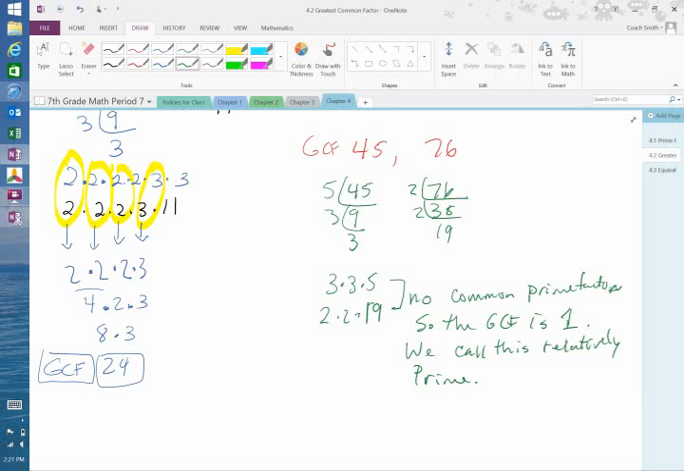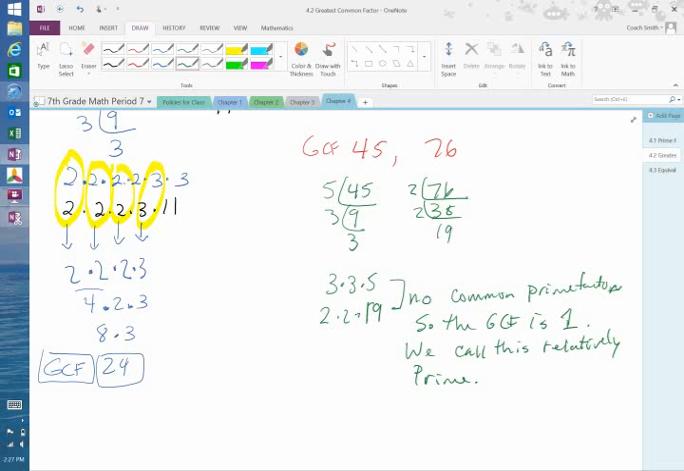Why would the GCF be 1? Because it has no common prime factors. The top one has 3 times 3 times 5. The bottom one has 2 times 2 times 19. If there's no common prime factor, then the only factor that it shares is 1, because every number shares 1 as a factor. 1 times 76, 1 times 45.